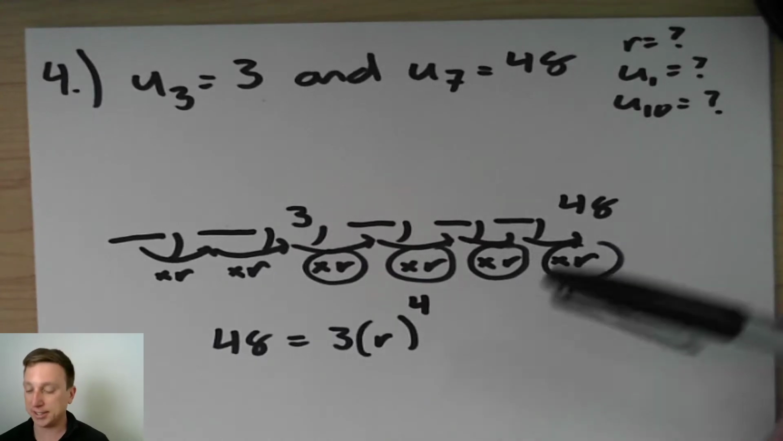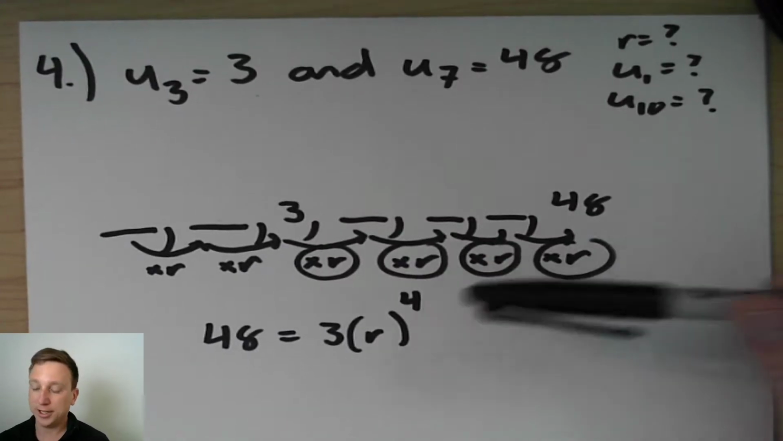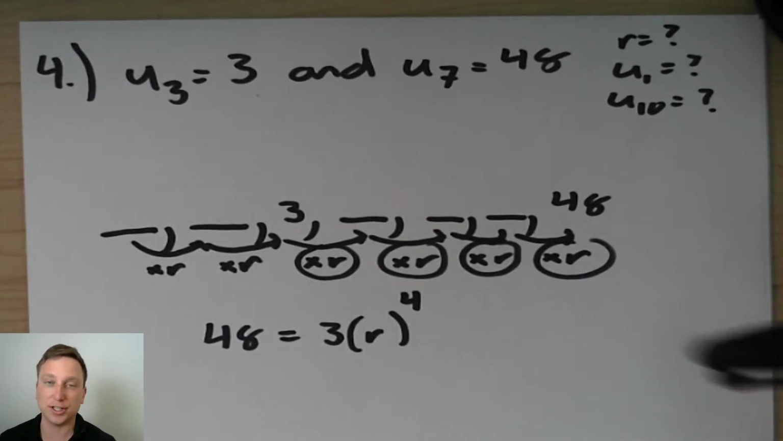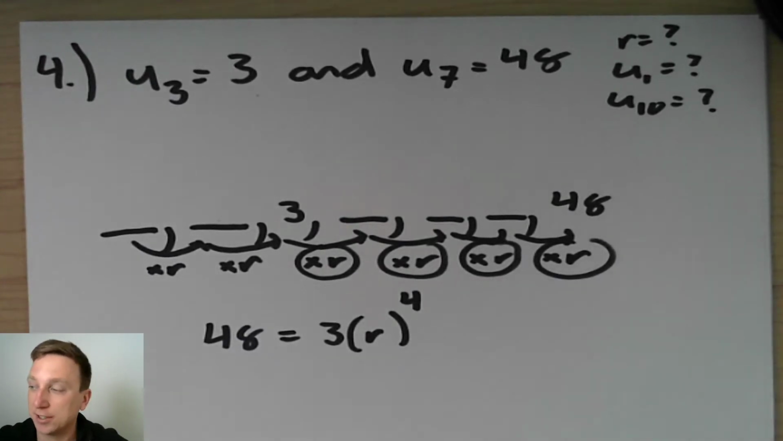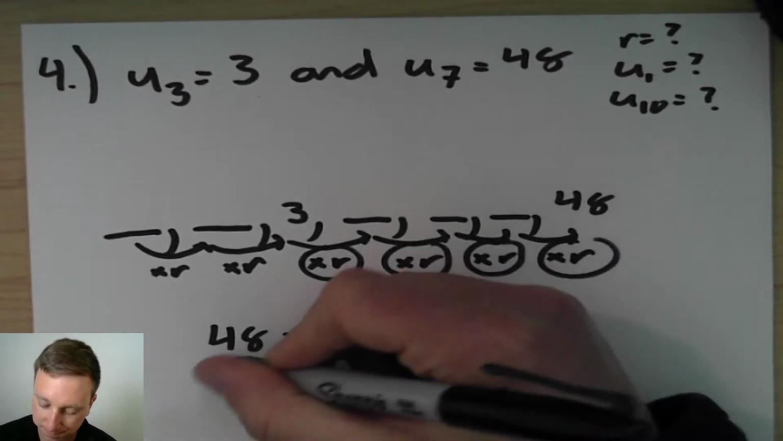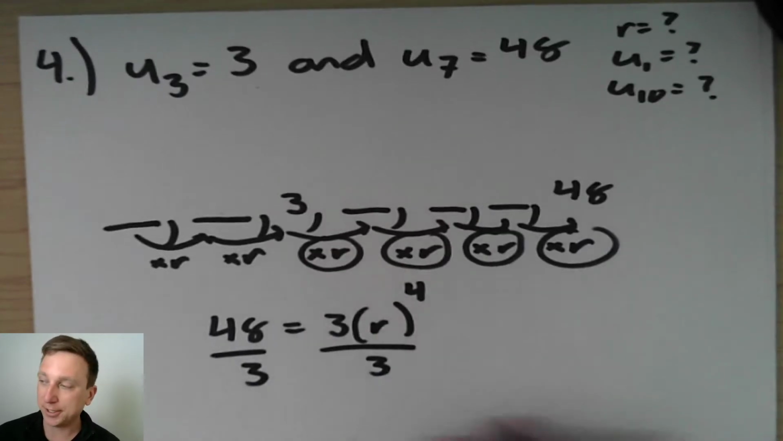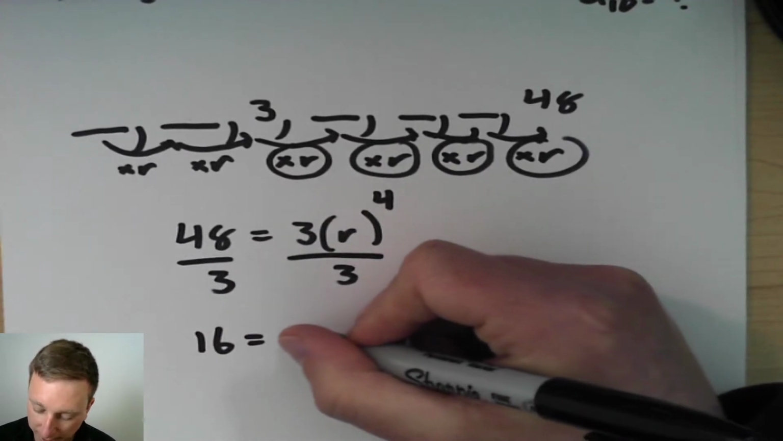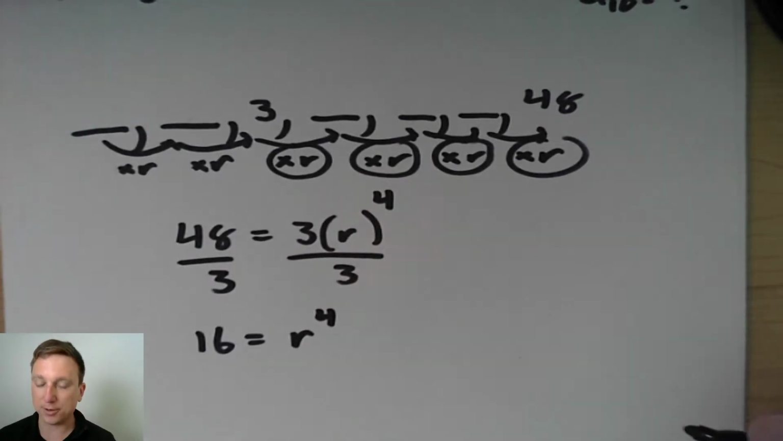Now it isn't a coincidence here that 7 minus 3 is 4. That's another way we could do this shorthand. But I like writing out the structure and seeing the patterns in this because that's what this is all about really. So if I start solving this, divide by 3. 48 divided by 3 gets us 16.